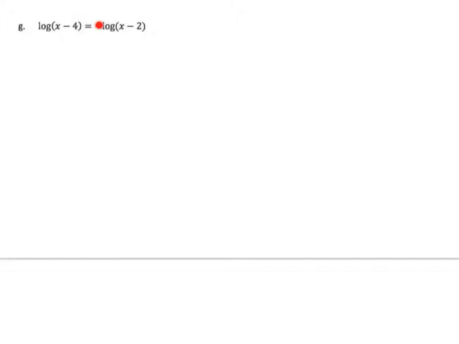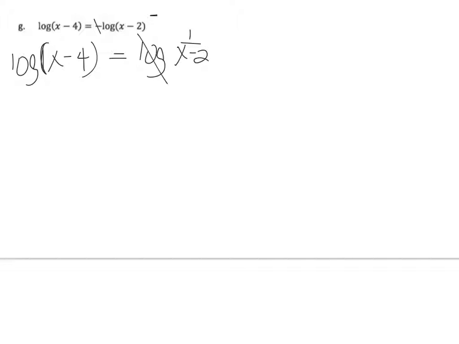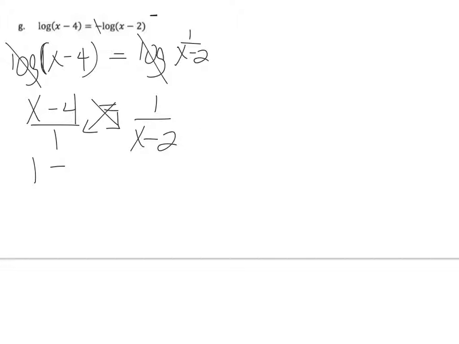If you notice, I have a negative in front of the log, which I would move to the exponent spot. So I'd have log of x minus 4 equals log of 1 over x minus 2. Now I can cancel out my logs. x minus 4 equals 1 over x minus 2. I really like cross multiplying when this happens. So I get 1 equals x minus 4 times x minus 2.